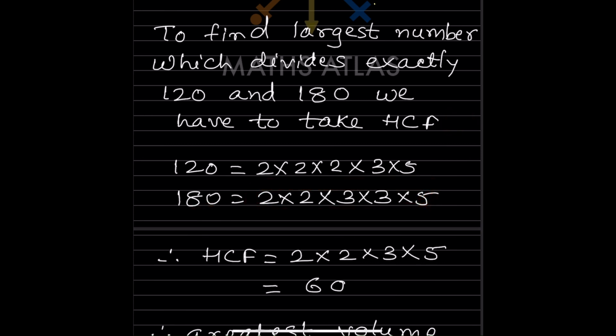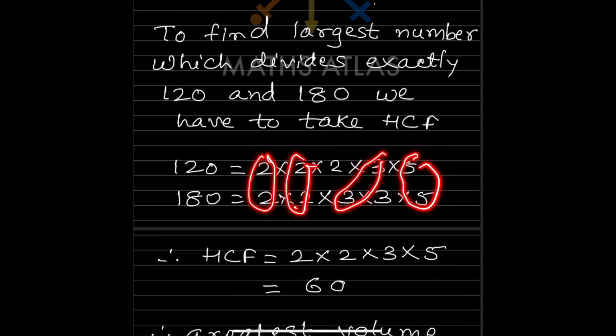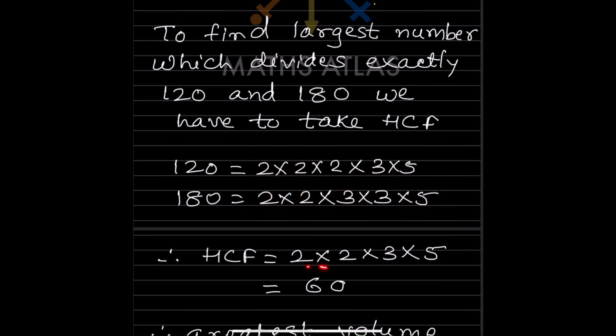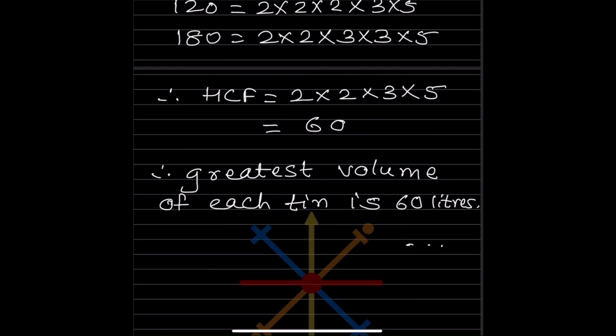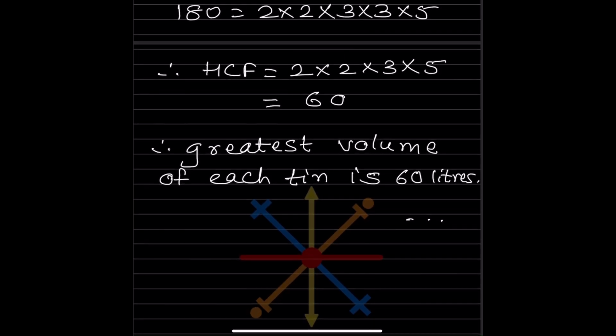Now we'll take the HCF, which means we take the common ones. So what is that? 2, 2, 3, 5, that we are going to multiply. 2 2s are 4, 4 3s are 12, and 12 5s are 60. So the HCF is 60. Now same thing, what we can write here: therefore, the greatest volume of each tin is 60 liters.